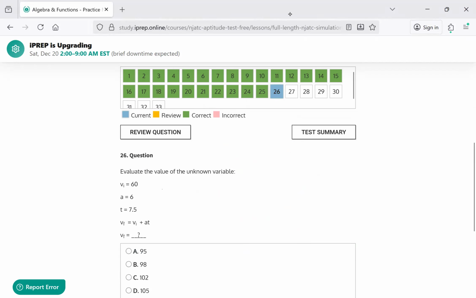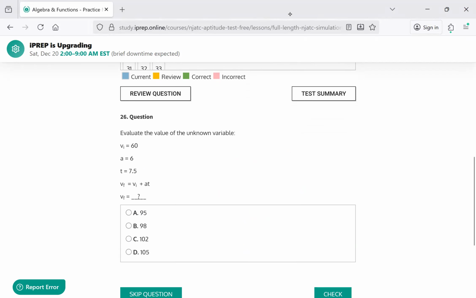It's 26. 26 says evaluate when VI is 60, A is 6, T is 7.5. So they want to find out what VF is. Okay, so this one's not too bad. You just plug in your values. So VF is VI, which was given as 60, plus AT, which is A times T, so it's 6 times 7.5.